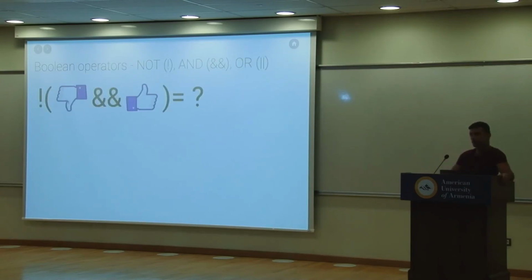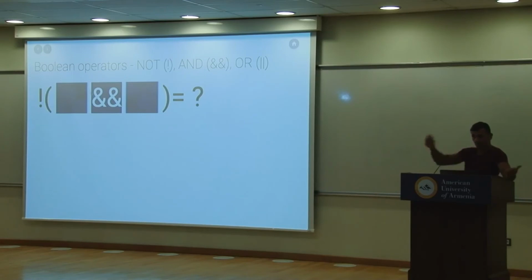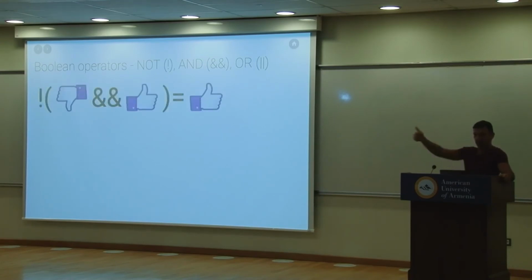What happens here? Okay, so the result of this is false, right? Because it has to both be true to be true, so it's false. Then you flip it. So you flip this to and you get true. Cool? All right.